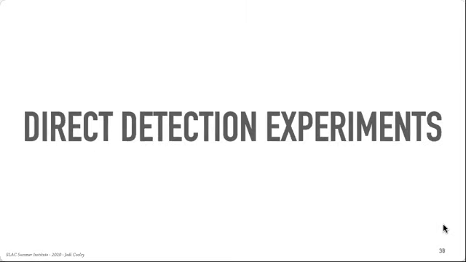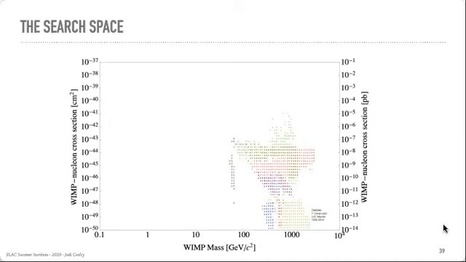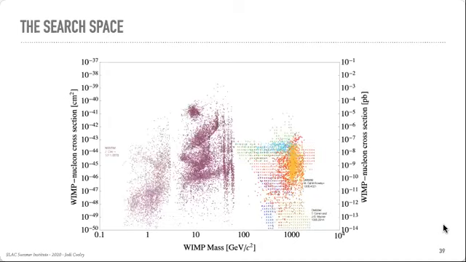Direct detection experiments. So the search space. There is no lack of different types of theoretical models for WIMPs. This is just a sampling of different types of classifications. You can see that it spans a pretty large WIMP mass range. So we have WIMP mass versus the WIMP nucleon cross-section in centimeters squared.